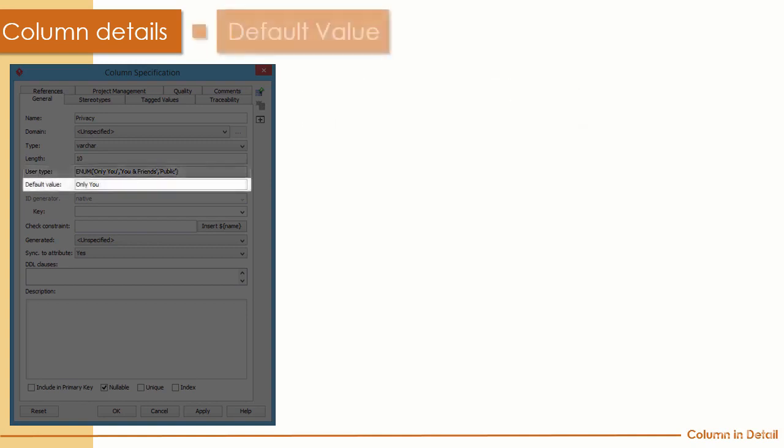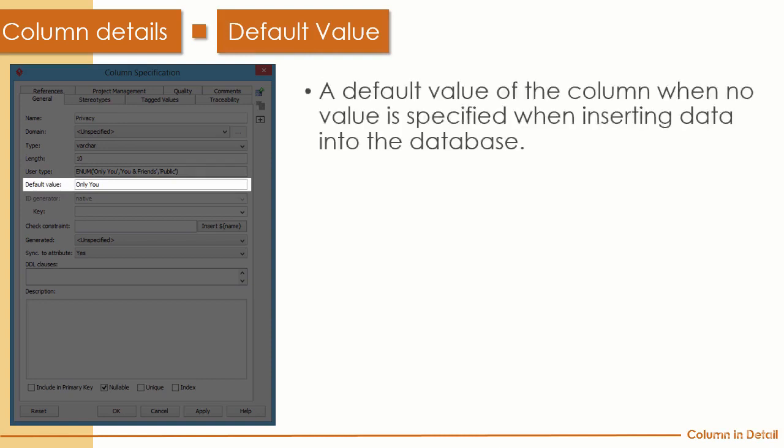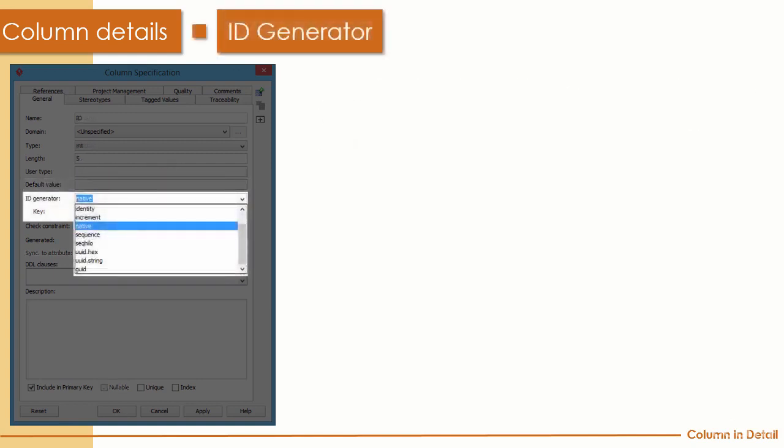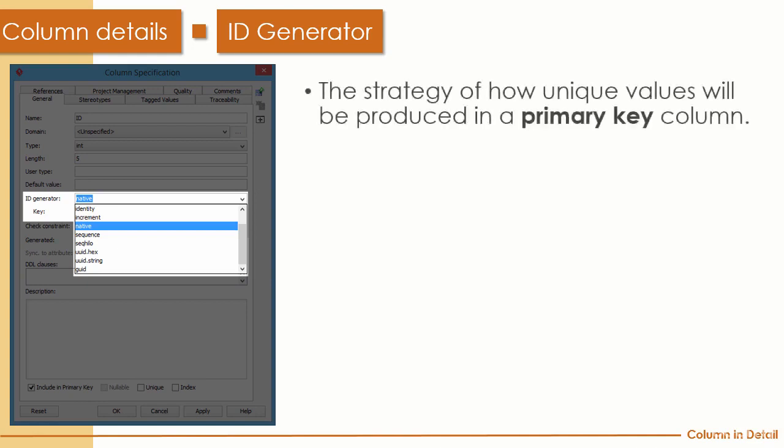Under the user type, you will see the default value. The default value is used when you insert the data into the database, into this column, and you don't specify the value, then we will set it automatically for you. And then the ID generation. The ID generation property is for you to select which strategy you want to use to produce the primary key column.